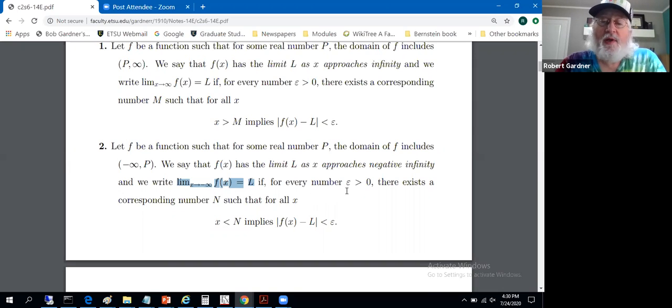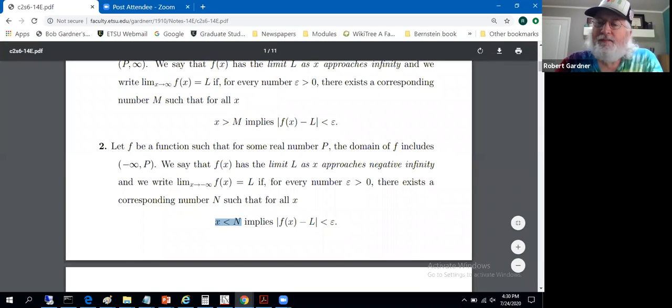Limit as x approaches negative infinity of f of x equals L, if for every number epsilon greater than 0, there's a corresponding N such that for all x less than N, we get the distance from f of x to L to be less than epsilon. So this time you want to think that N is maybe a large negative number. And we're making x then a larger in magnitude negative number. There's no close to negative infinity. We're making x sufficiently big in the negative direction is what this N stuff is about.